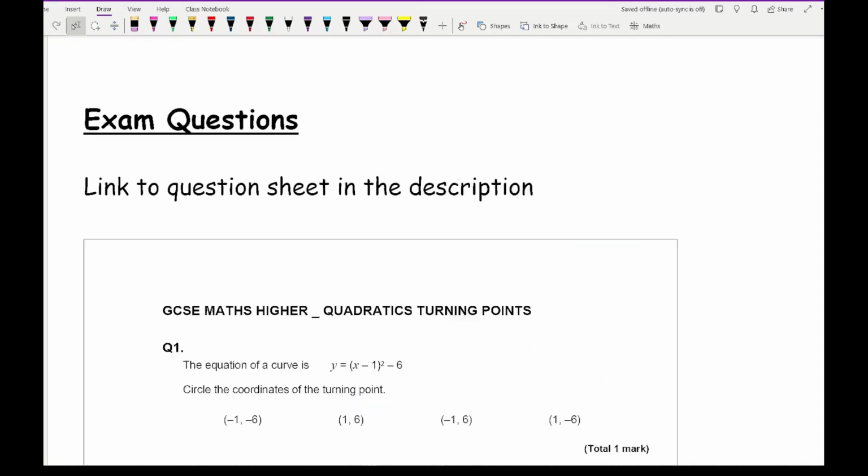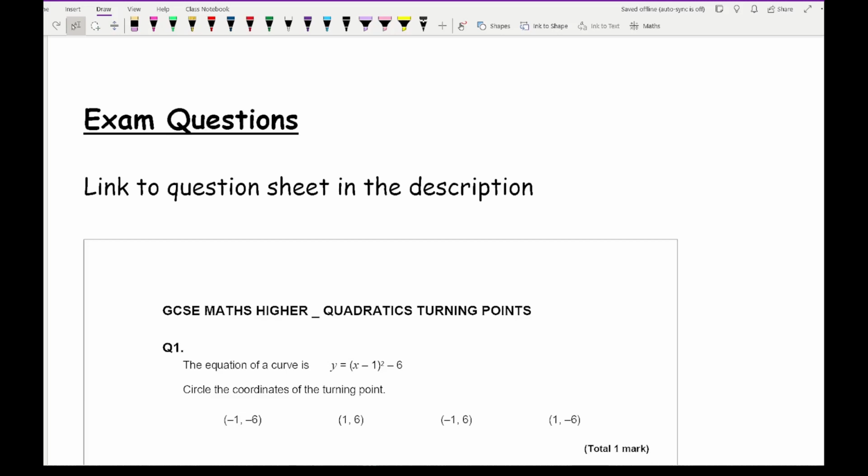So now let's have a look at some exam questions relating to the turning point and roots and using completing the square in general. Now, if you wanted a copy of these questions, then all you need to do is click on the link in the description below, and you can either have a go at these questions before watching this video or have a go while watching this video.